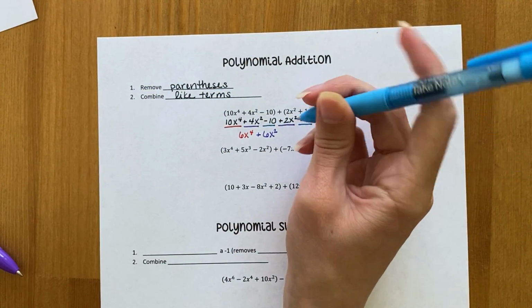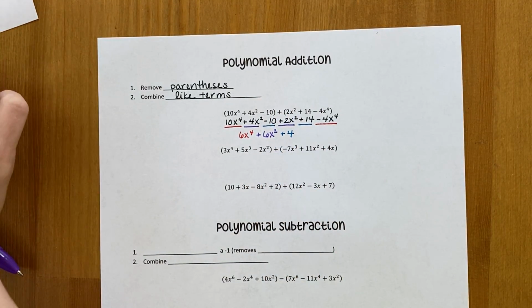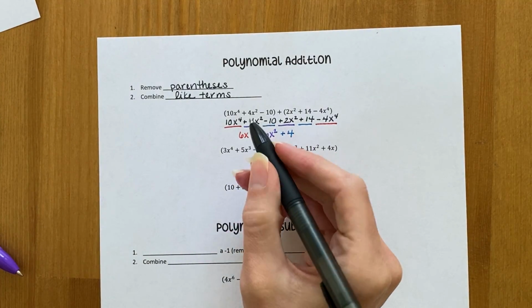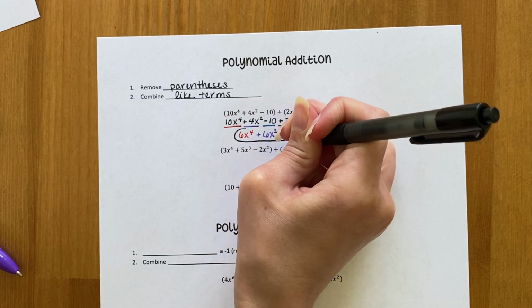And negative 10 plus 14 will make positive 4. So after you combine, that's what dictates your signs in between each term. And I don't have any more like terms to combine. I'm in standard form going 4, 2, and then no exponent. So this makes my absolute final answer.